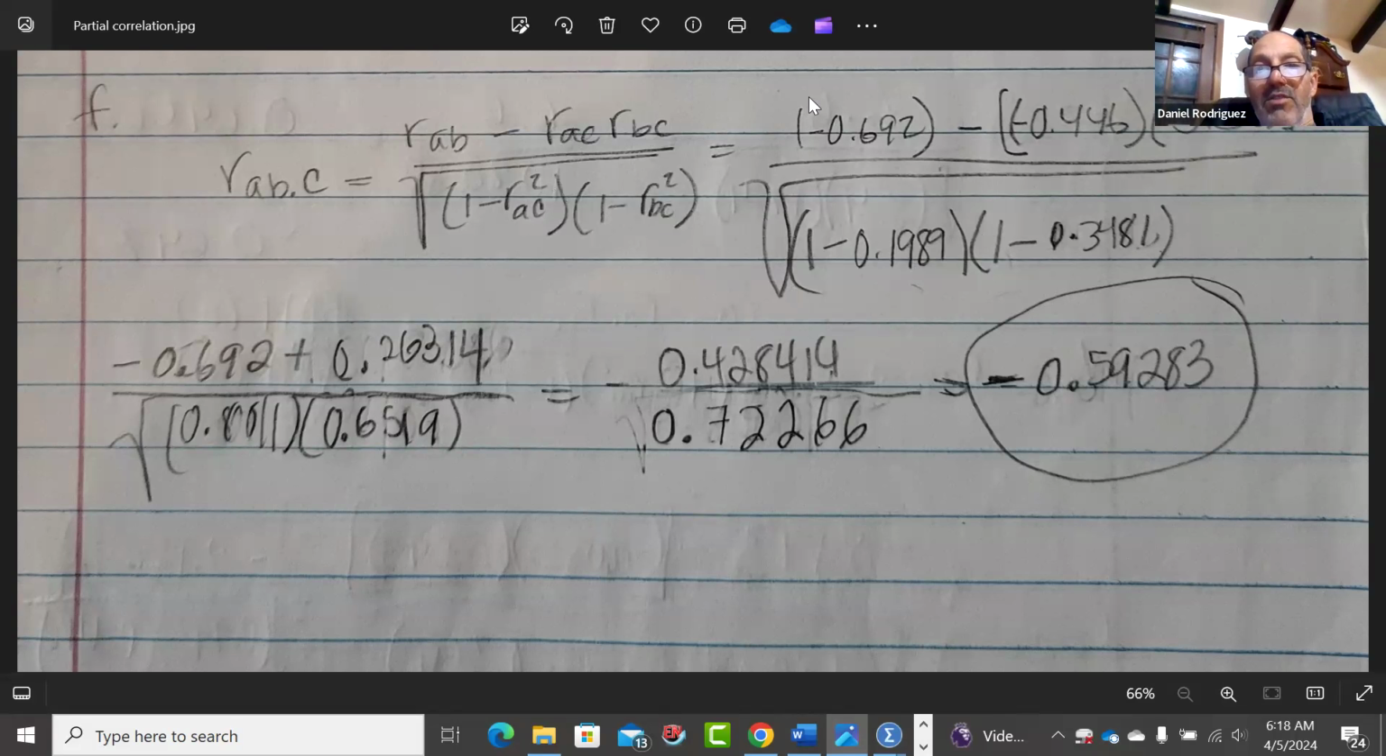So the original zero order correlation was negative 0.692. So self-esteem and depression are negatively related. Including the third variable, or controlling for the third variable, we reduced it to 0.59283. So it was part of it.